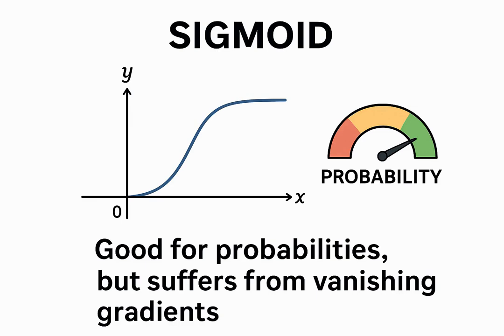One of the oldest activation functions is the sigmoid. It squashes values between 0 and 1, making it great for probabilities. But it has a downside. It can cause something called the vanishing gradient problem, where learning slows down drastically.